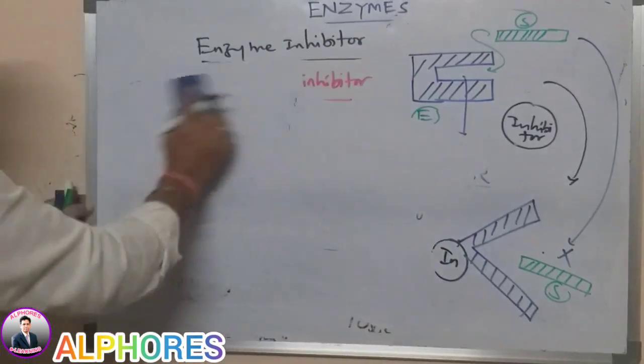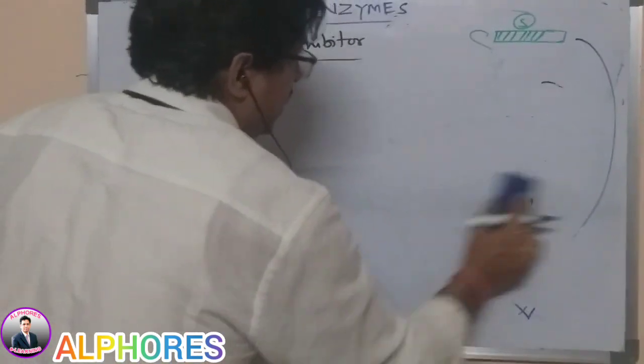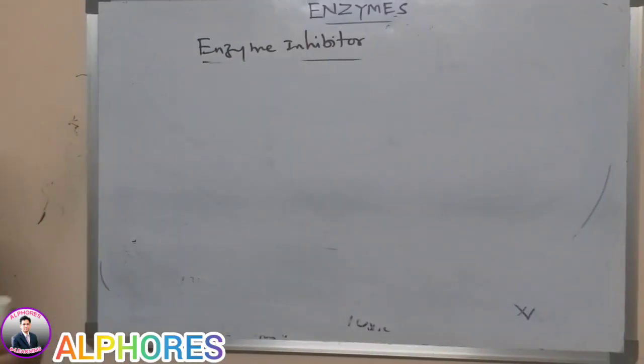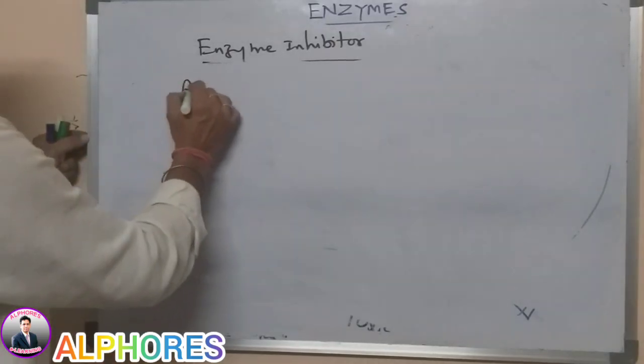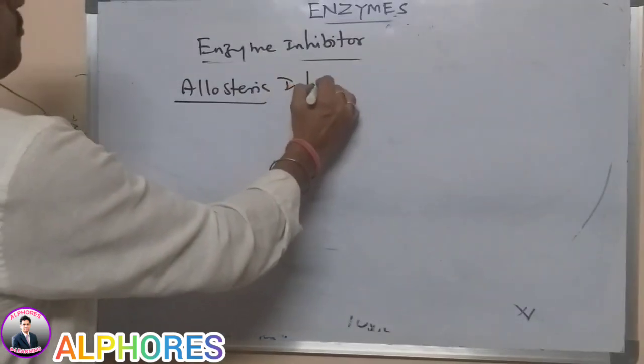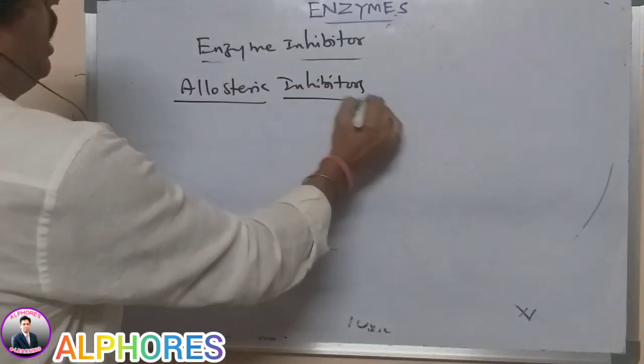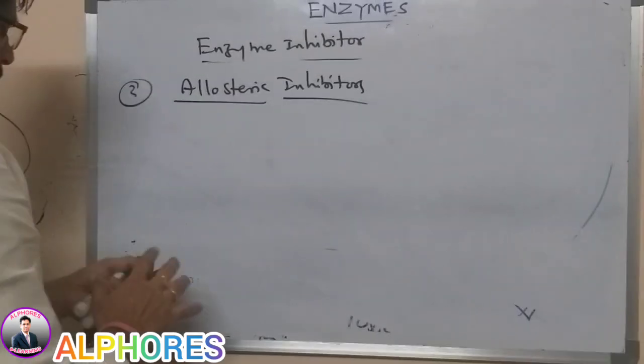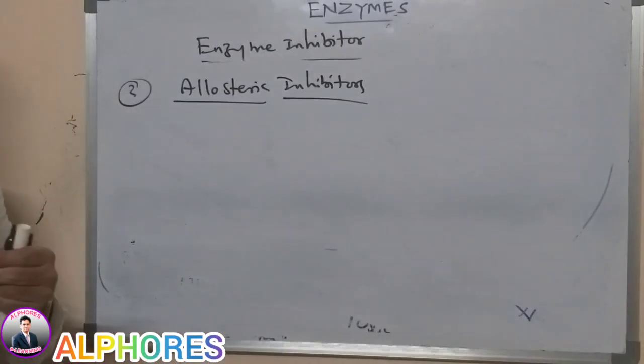The third one is another type called allosteric. What is this allosteric? Let us see. Allosteric inhibitors are the third variety. What is the definition of allosteric?